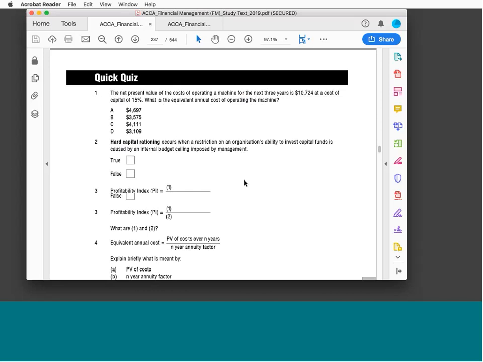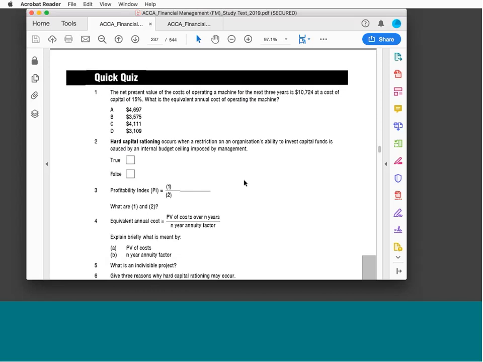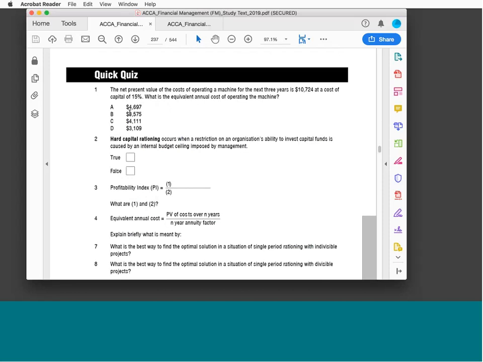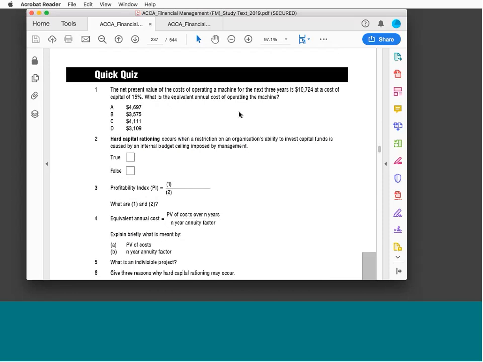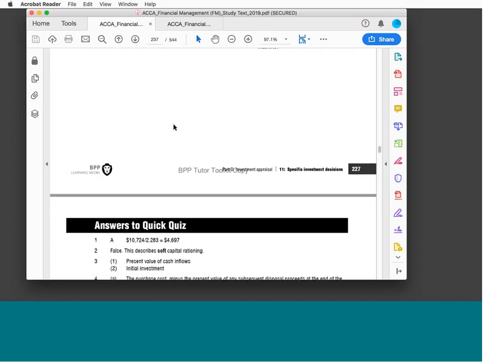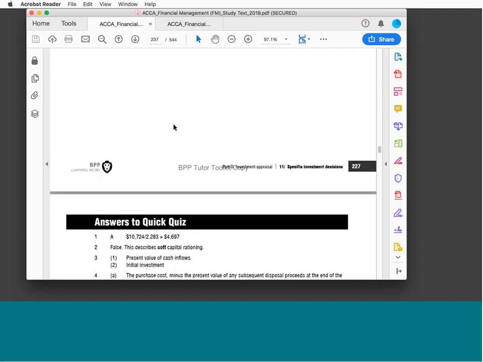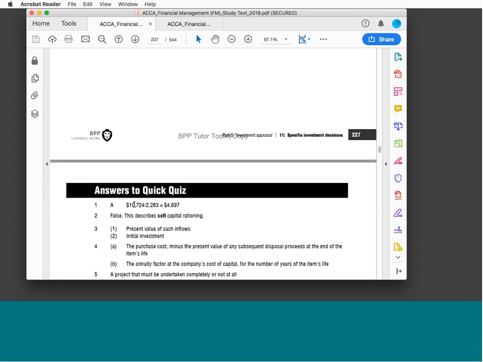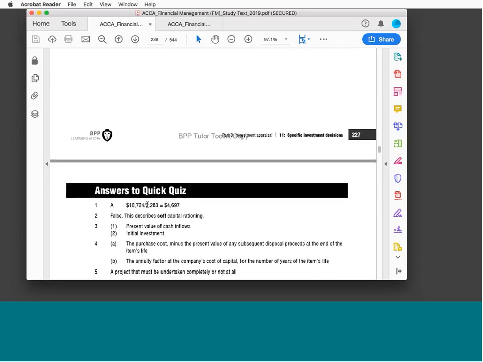Okay, so we've got the quick quiz, just 8 questions here. The net present value of the cost of operating a machine for the next 3 years is $10,724 at a cost of capital of 15%. What is the equivalent annual cost of operating the machine? Now, if you do not know what the equivalent annual cost formula is, have a look at the answer. At the moment we're practicing the concept. You don't need to invent or reinvent the concepts. What you need to do is understand them at this point, and by understanding and applying them, you will learn them. So we take the net present value and we divide by this 2.283, which is an annuity factor, and that gives us 4697.